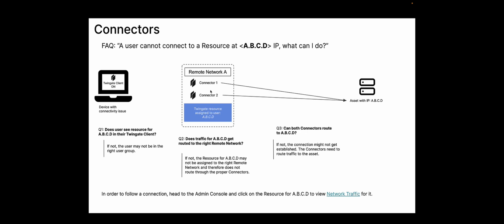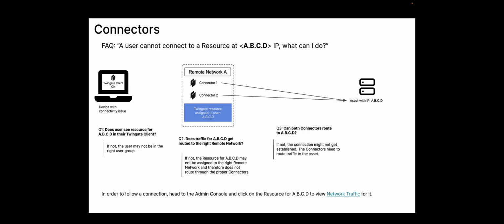The best way to do this is, depending on how your connector is deployed, you can connect to the host where the connector is deployed and simply try to ping or telnet the asset directly from the connector to make sure the route's open. That's always a good idea.